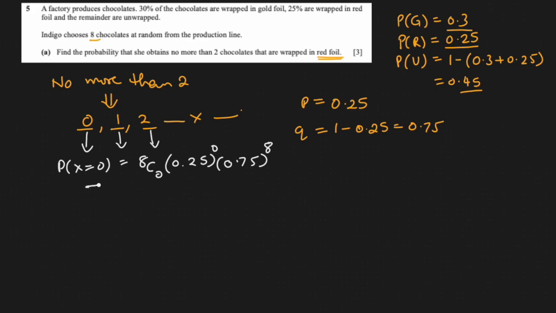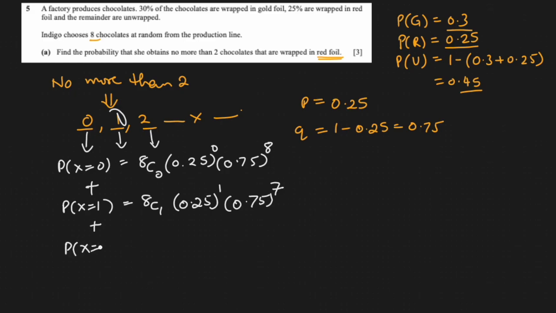Or, that means plus. It will be x is equal to 1, the second case, which will be 8C1, 0.25 to the power 1, and failures are 7 of them. The sum of these two powers should always be equal to the total number of selections. Then P(x equal to 2) will be 8C2, 2 successes, and then 0.75 to the power 6.